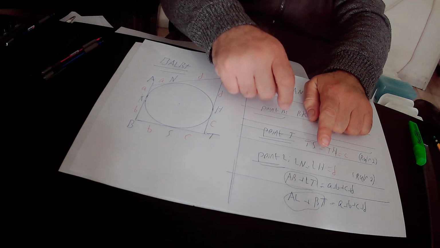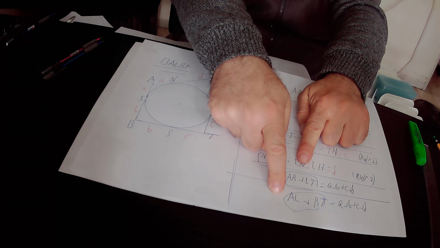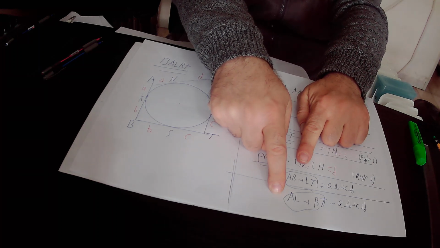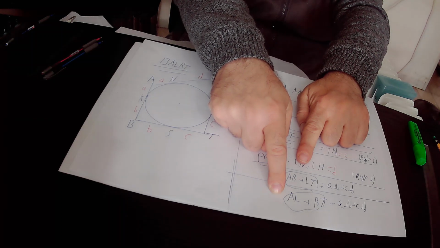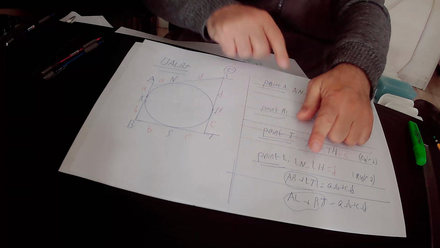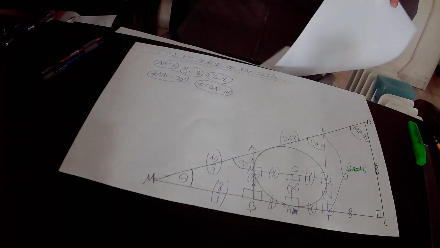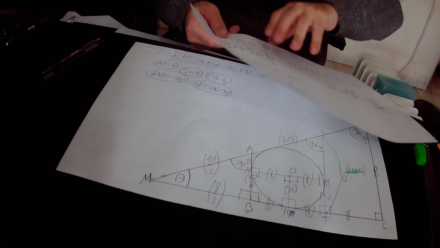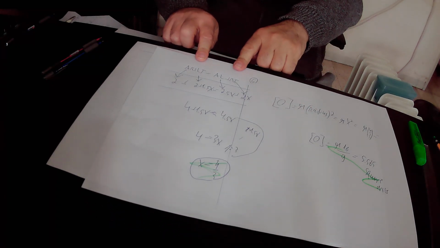So therefore, because those two expressions are both equal to A plus B plus C plus D, we conclude that they are equal to each other. That is to say, AB plus LT equals AL plus BT. See it again: AB plus LT equals AL plus BT.